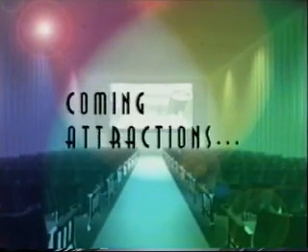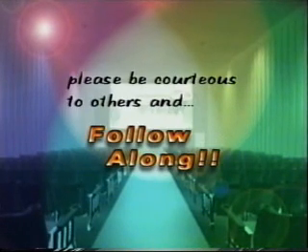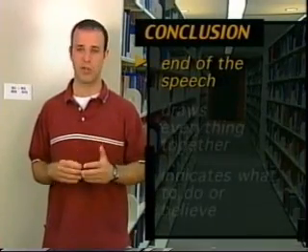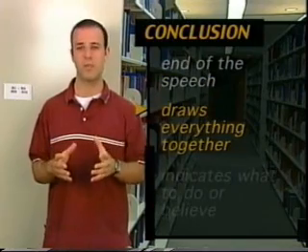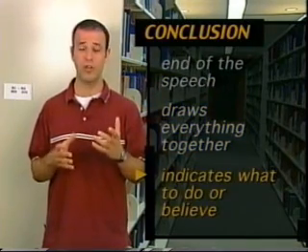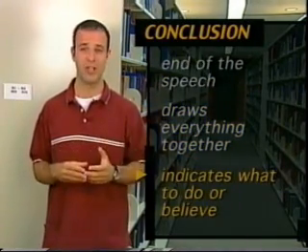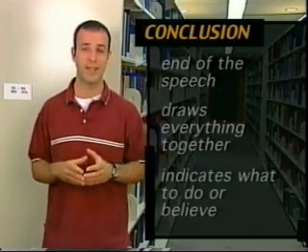And finally, there's the preview of the body of the speech. By giving the listeners a preview of what's coming, summarizing the main points you'll be making, you can help your audience follow along throughout your speech. The conclusion. A conclusion is what comes at the end of your speech. It draws together everything that's been said and indicates what the audience should do or believe as a result of the speech. It's the last part of your outline and can be broken up into 4 parts.